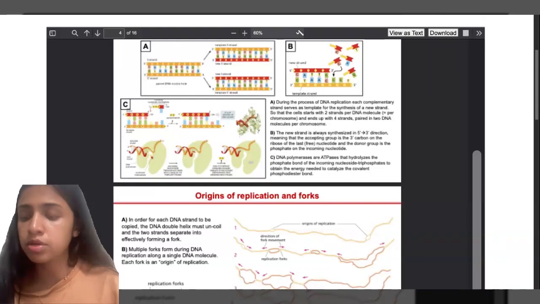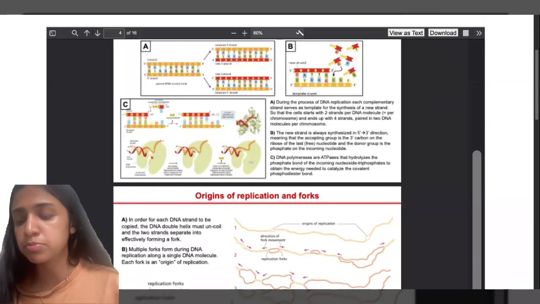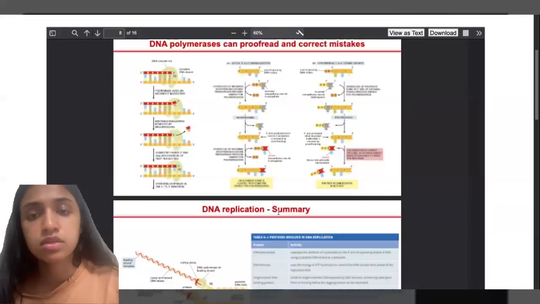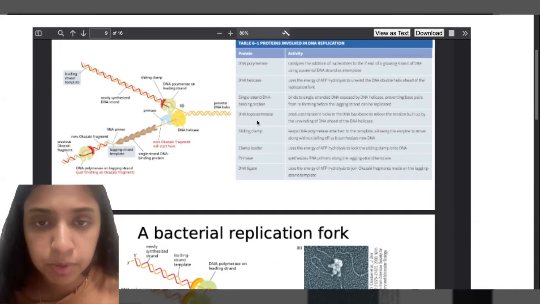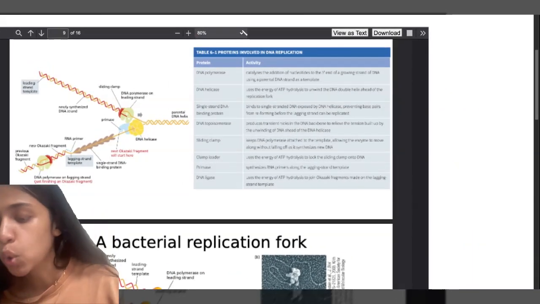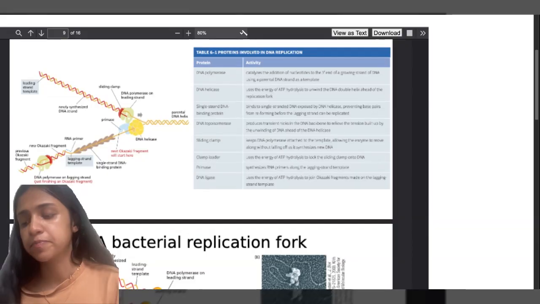Primase makes the RNA primers. DNA polymerase adds DNA nucleotides 5' to 3', and then proofreads. The sliding clamp holds the DNA polymerase onto the DNA so it doesn't fall off. The clamp loader uses ATP to place the sliding clamp on the DNA. DNA ligase seals the Okazaki fragments together.